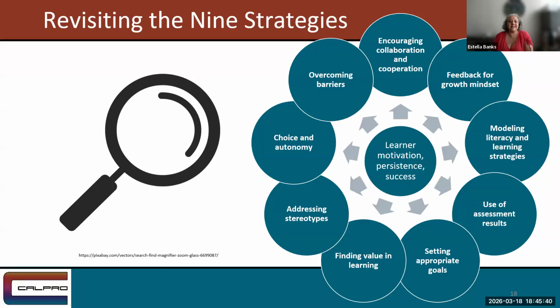So, setting appropriate goals, growth mindset, encouraging collaboration and cooperation. Heather says choice and autonomy. Thank you. That was the next one on my list. Finding value in learning. And we've also explored asynchronously the role that distance learning can play in motivating and persisting students. Oh, good. Overcoming barriers. This is another one I forgot to mention.